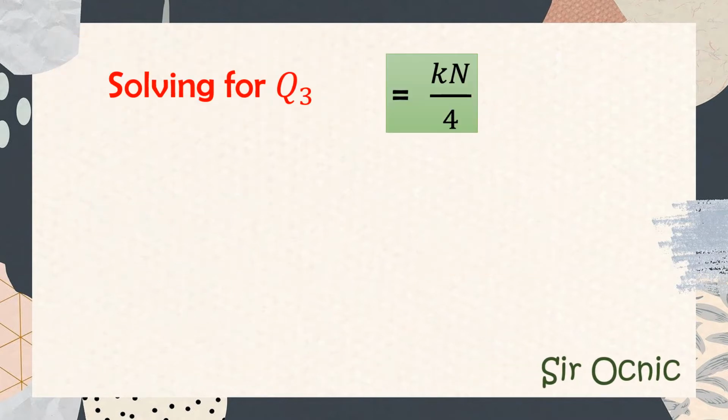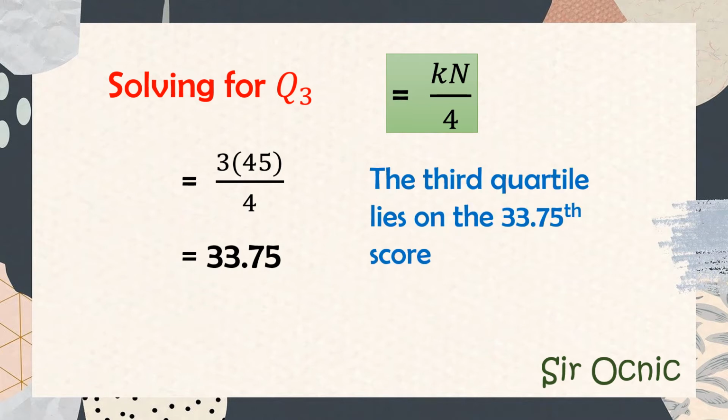For the third quartile, where k is equal to 3, we will have 3 times 45 all over 4, which is equal to 33.75, meaning that the third quartile lies on the 33.75th score.